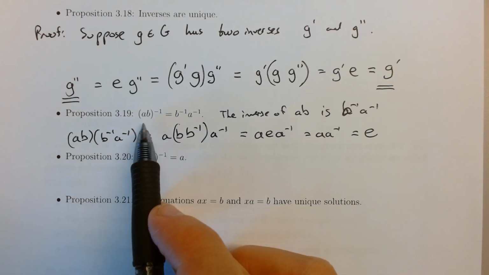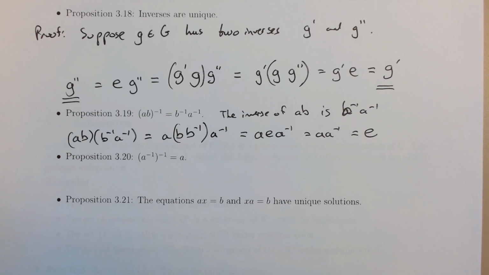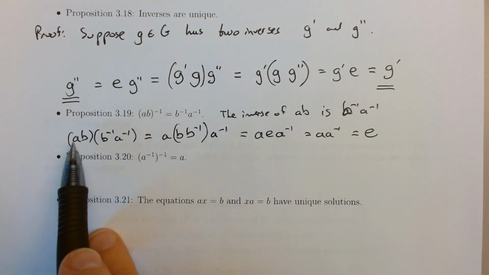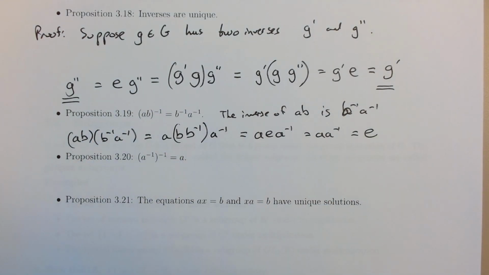So that does prove that the inverse of AB is B inverse A inverse. And actually, it doesn't quite do it. It's 1/2 of it. You have to also show that if I multiply this in the opposite order, I get the same thing. But I'll let you try that.